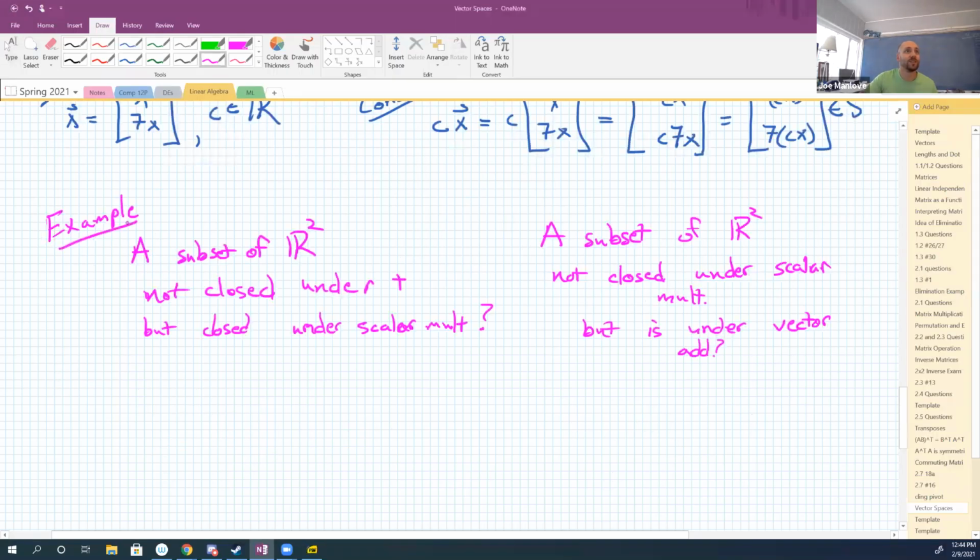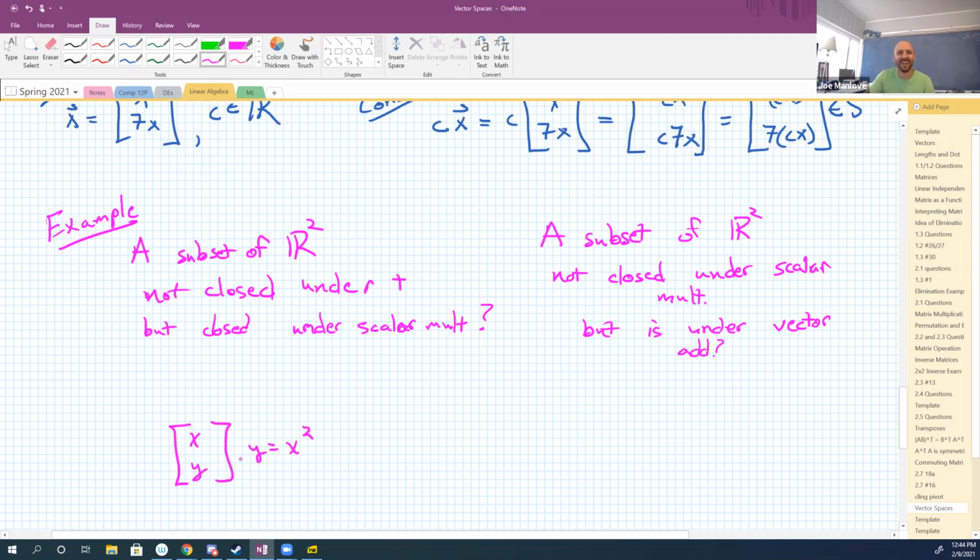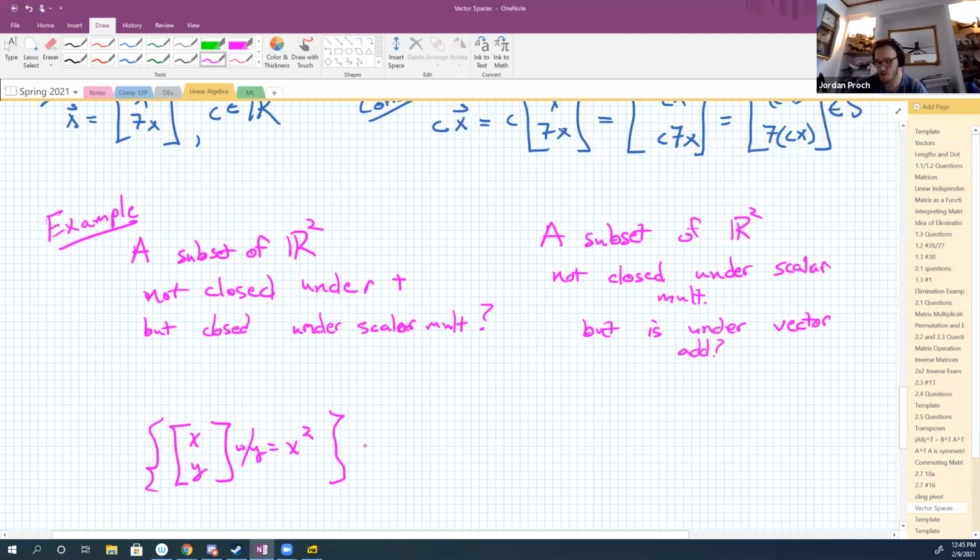All right, so Jordan says he may have solved our problems. What do you got, Jordan? So for not closed under addition, wait, no. Okay, so what I have is (x, y) as a vector, and then y is equal to x squared. Very nice. So I think it works for scalar multiplication, but it doesn't work for scalar addition.